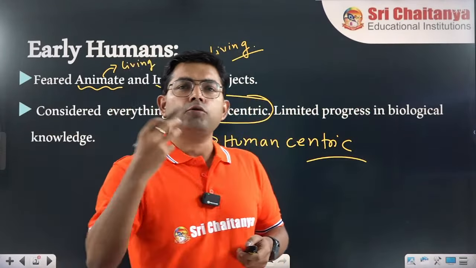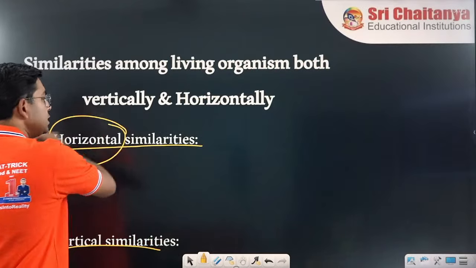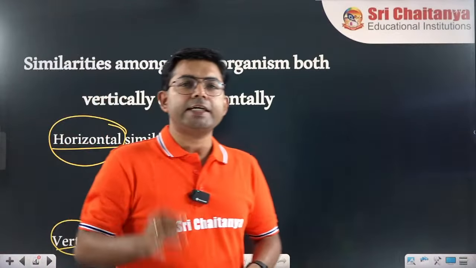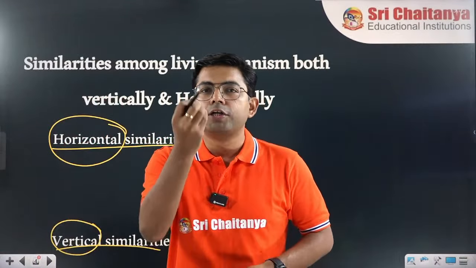Again here are two very important terms: living organisms were studied in two dimensions. One was horizontal similarity, another is vertical similarity. So first let's understand what horizontal and vertical similarity are. I will explain by example. Let's say I ask you, what is the similarity between a dog and a lion?